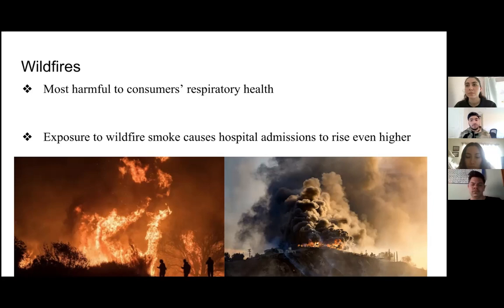For example, studies showed that hospital admissions jumped 1% when emissions levels increased, whereas wildfires increased hospital admissions to a staggering 10%. It proves that air pollution from wildfire smoke is more harmful than any other pollution sources.